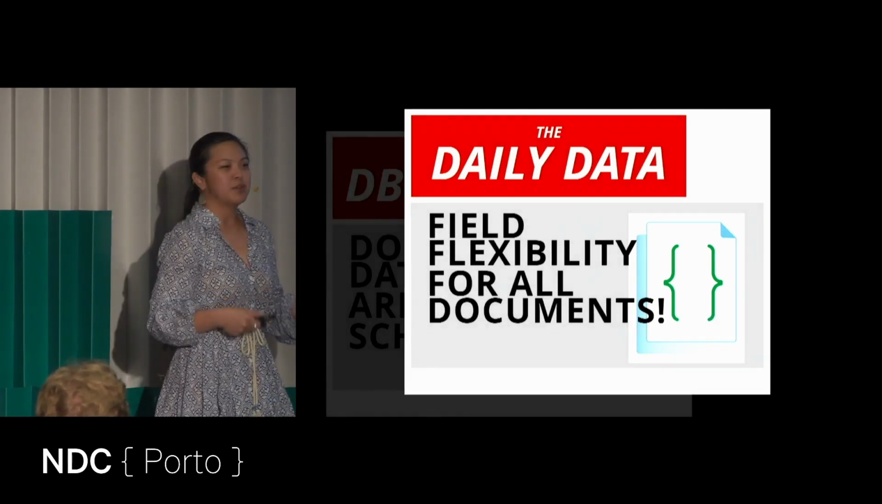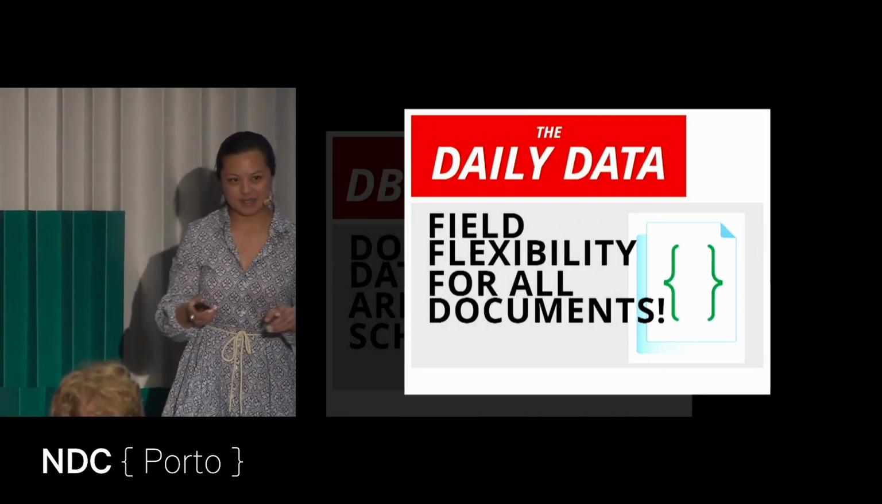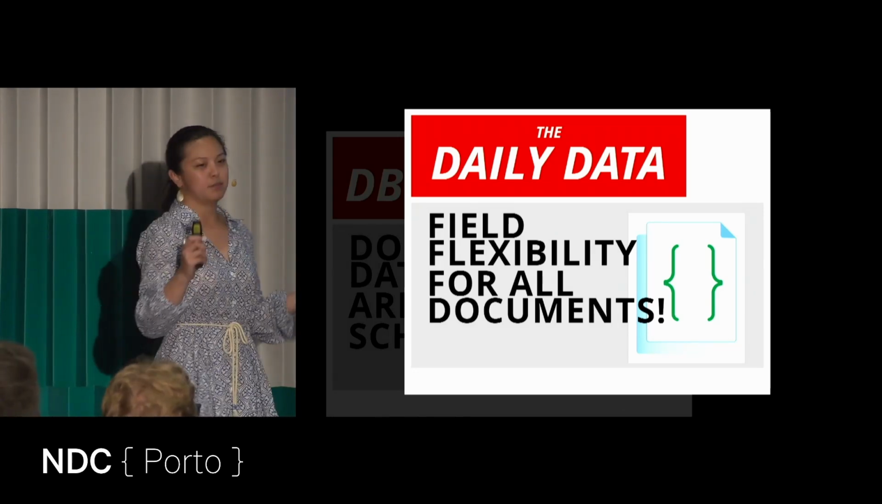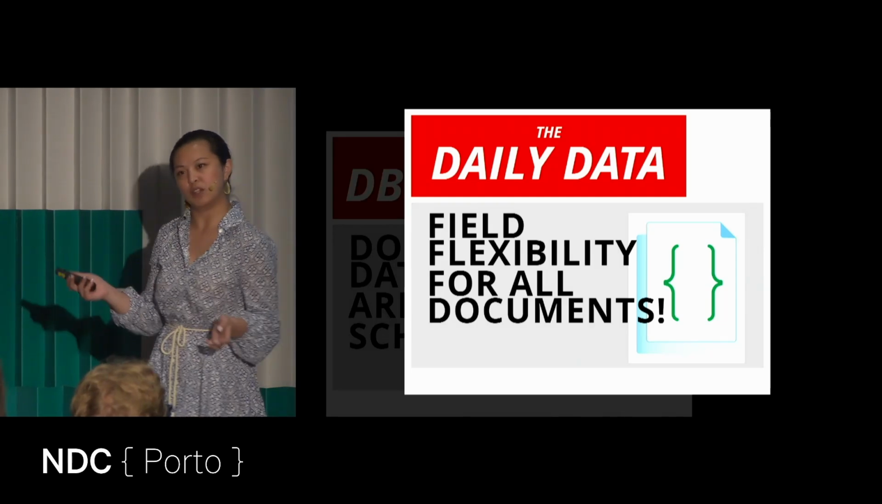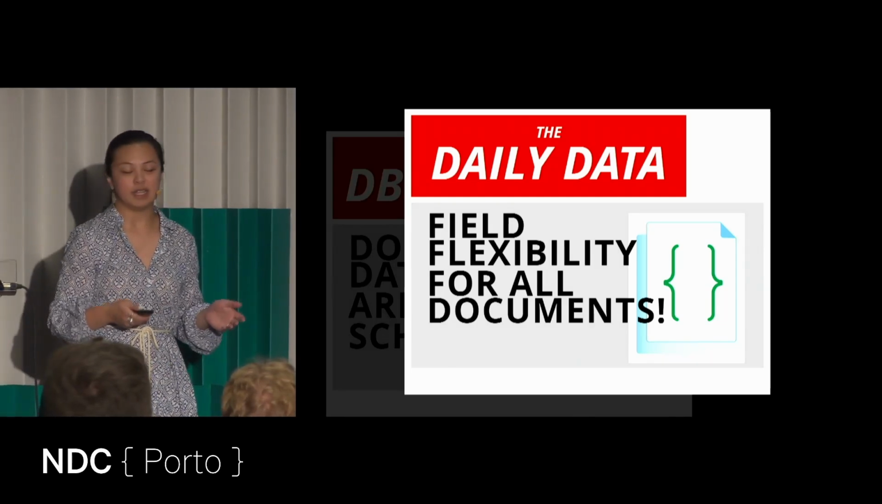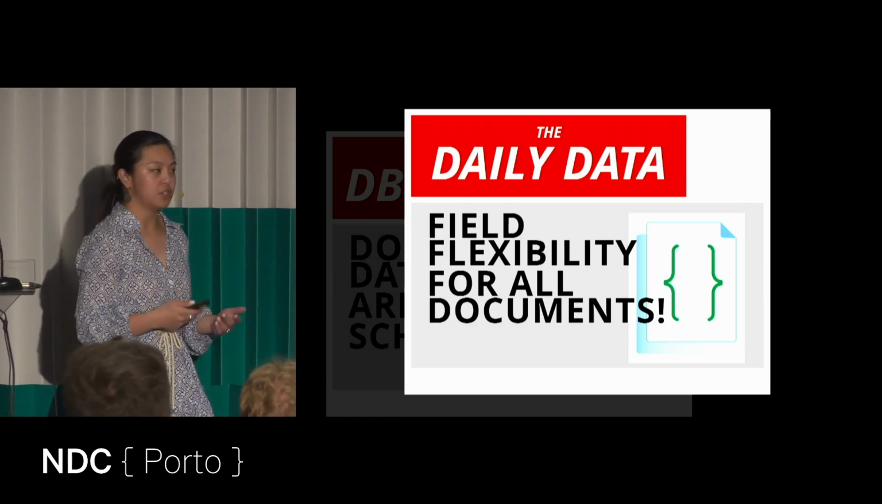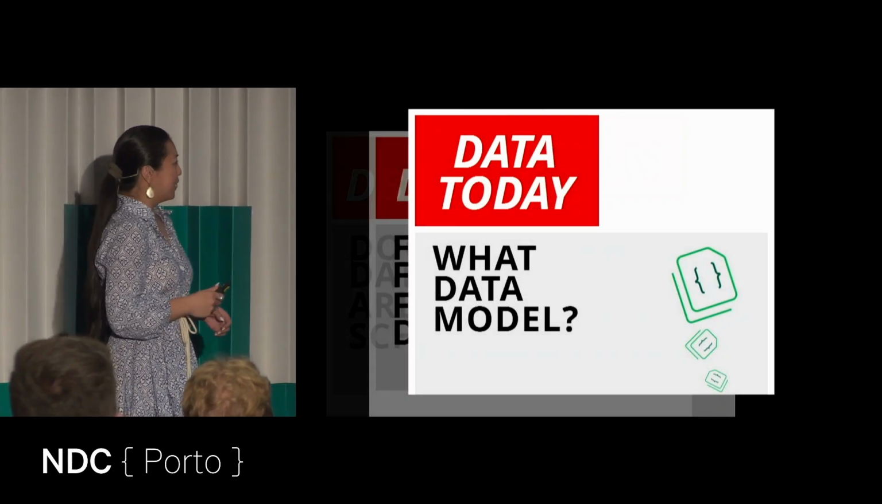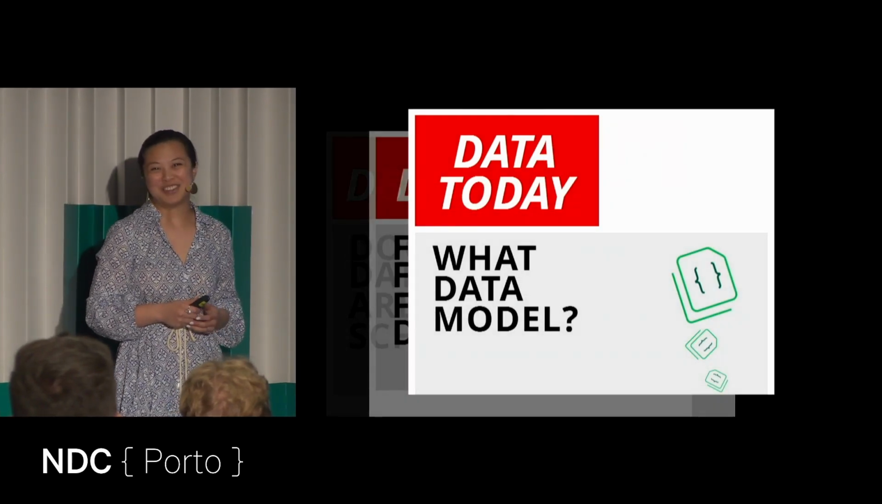Document databases have always had this kind of tabloid-esque type of information coming about them. That field flexibility for all documents is amazing. You don't have to deal with migrations and schemas. You can just get building and start going and building your application very quickly. You don't have to worry about the data model. Exactly, what data model, right?